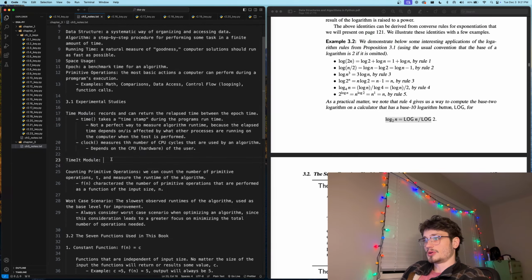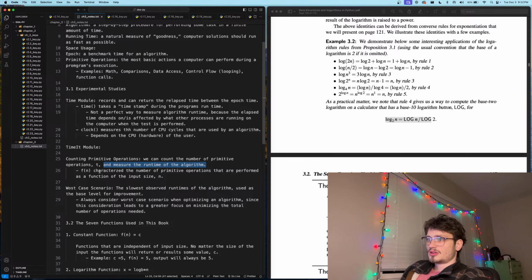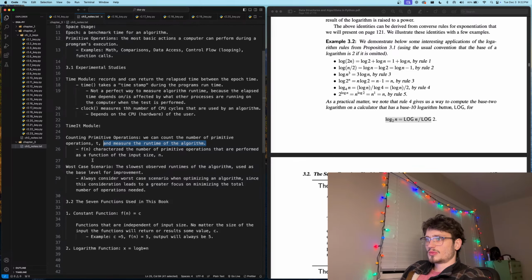So we have a timeit module, which essentially does something else, which I think is this. It counts the number of primitive operations in the form of a variable t and measures the runtime of the algorithm. So this can be characterized by f of n, where we have some function which is dependent on n, the sample size. They characterize the number of primitive operations that are performed as a function of the sample input size n. So we return a value of t, which is dependent on n. It is the count.